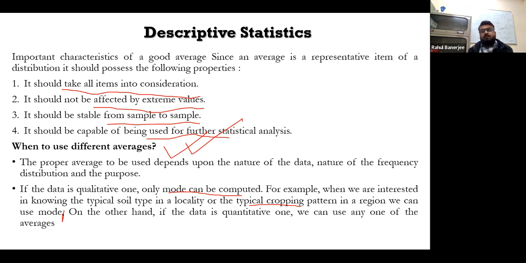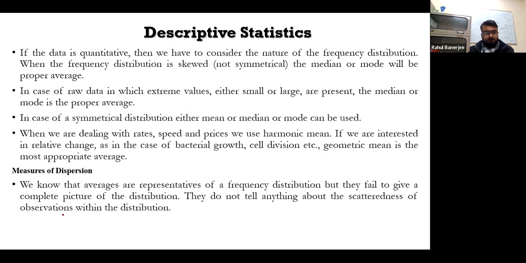If the mode shows that the soil is loamy soil, it basically means that in that particular region, loamy soil is more predominant as compared to other soil. On the other hand, if the data is quantitative, then we can use any one of the averages. We can use arithmetic mean, or we can use median, or even mode also.